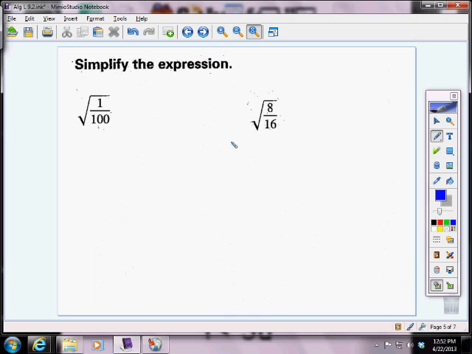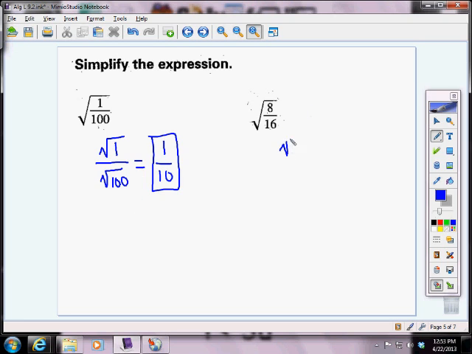A few more examples. Simplify the expression: the square root of 1 over 100. Remember, we cannot have a fraction under the radical sign, so I break it down to the square root of 1 over the square root of 100. Well, what is the square root of 1? 1. And what is the square root of 100? 10. Simple as that in that case.